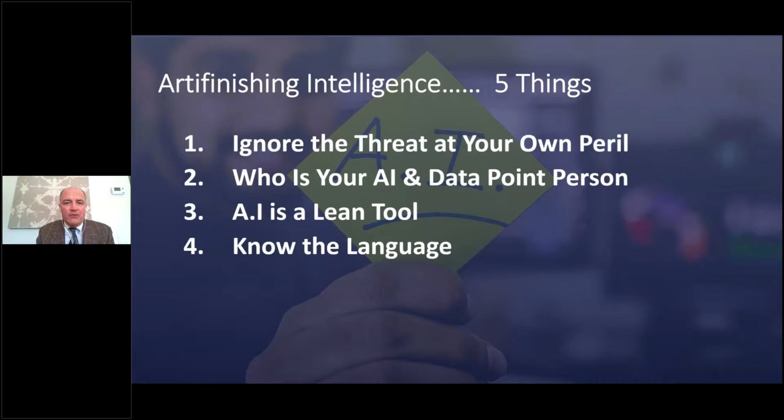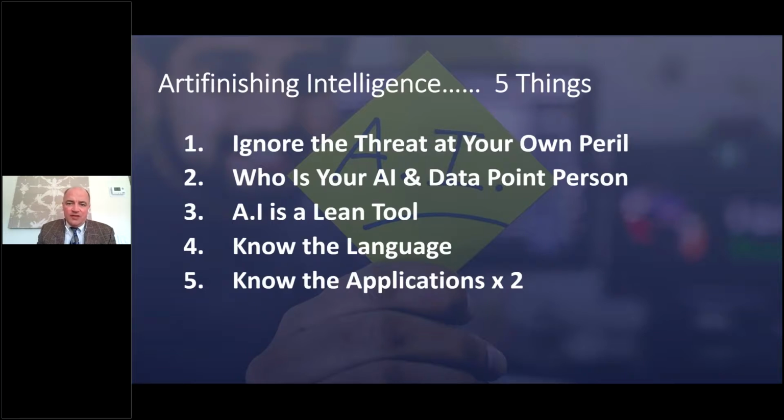Number 4, know the language. We threw a lot of things at you: supervised, unsupervised learning, transfer learning, algorithms, industrial AI, artificial intelligence. We need to know the language. We need to know that there were already applications in the world of coatings and manufacturing, lots of them, where we are using artificial intelligence to improve our operations.